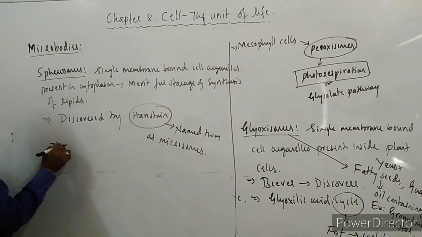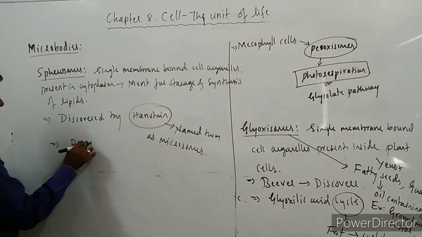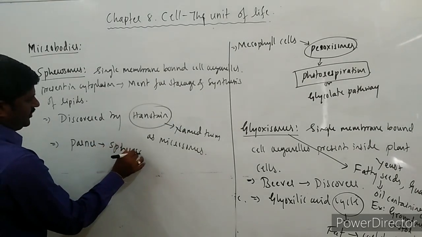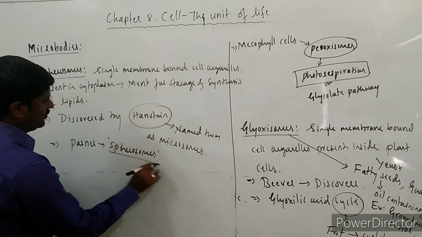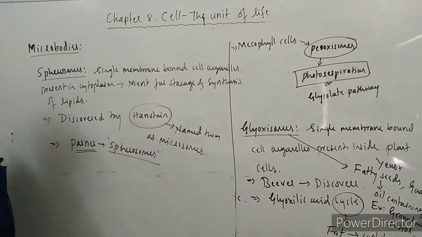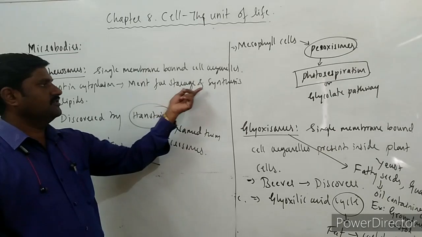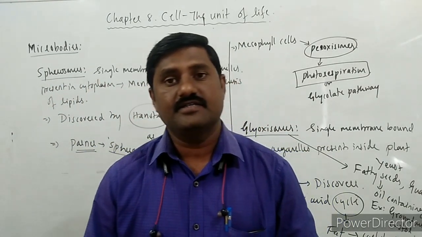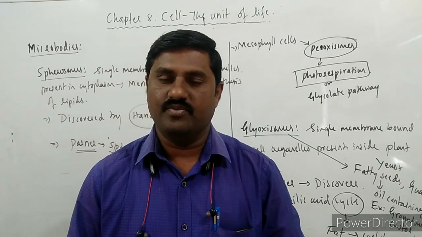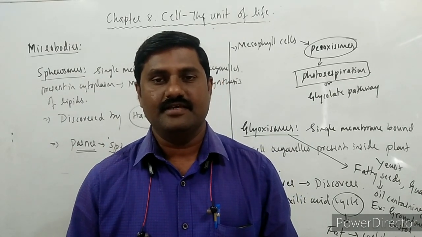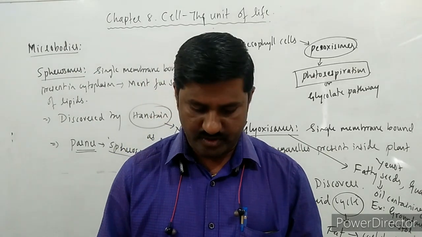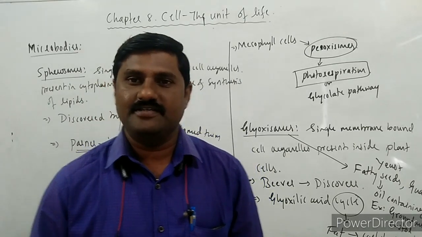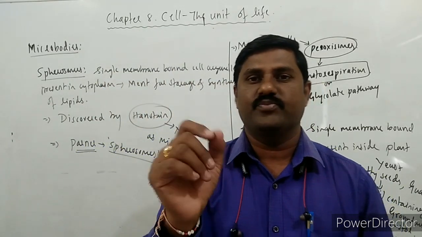Another scientist, Perner, named them spherosomes. This term was coined by Perner itself, right? And these are meant especially for the storage and the synthesis of the fat itself. Like this, these are the microbodies that we discussed, and the next cell organelle is the master cell organelle. Very important thing.